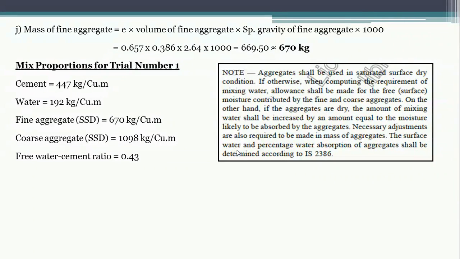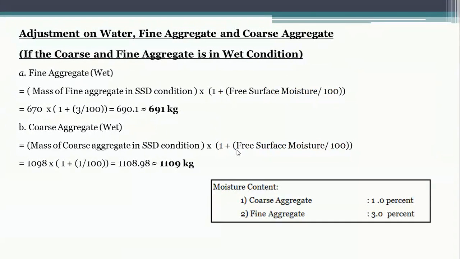So fine aggregate and coarse aggregate, as you all know, the code book says it is calculated for SSD condition, but in the data it is given that there is free surface moisture present. If free surface moisture is present, it indicates that both fine and coarse aggregate are in the wet condition. So we have to do the adjustment on water, fine and coarse aggregates, because both are in wet condition.